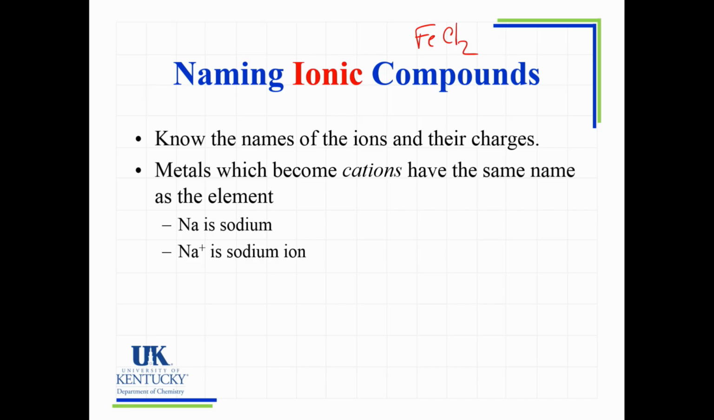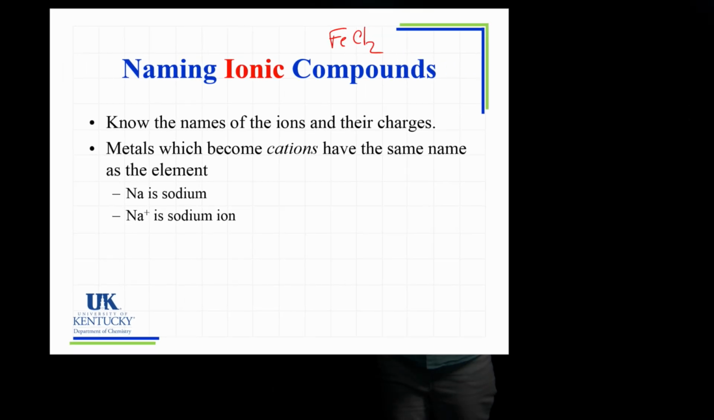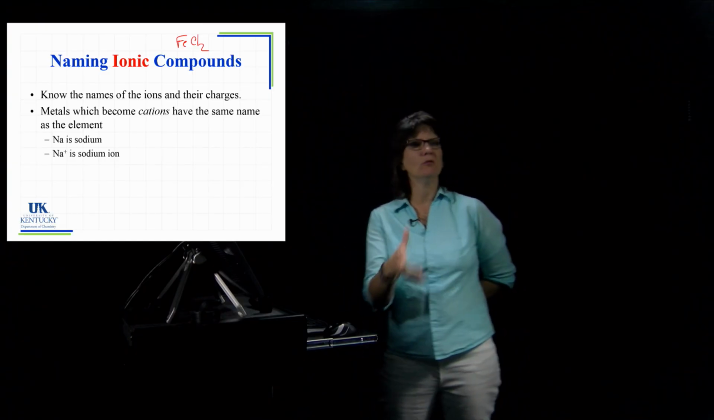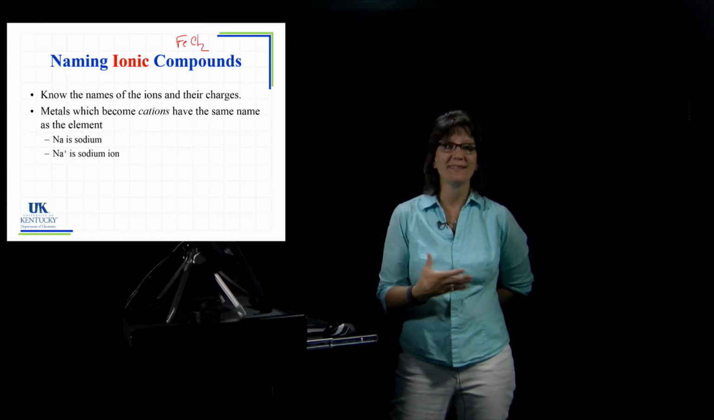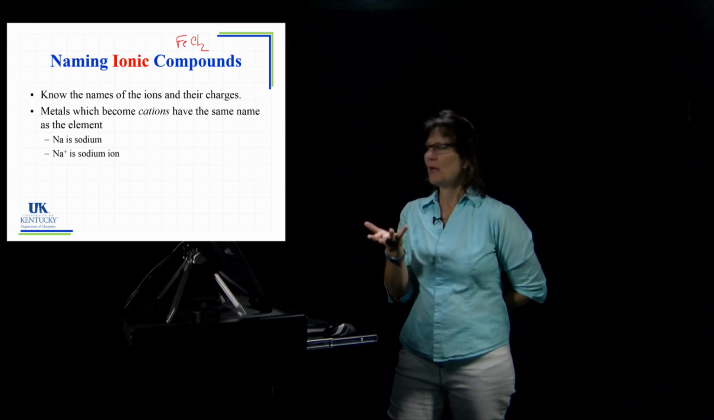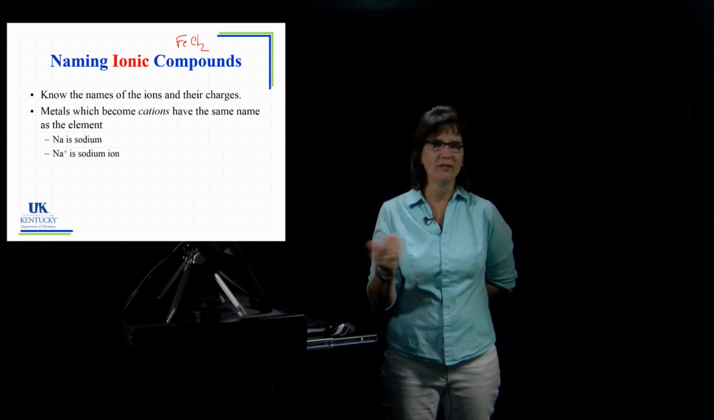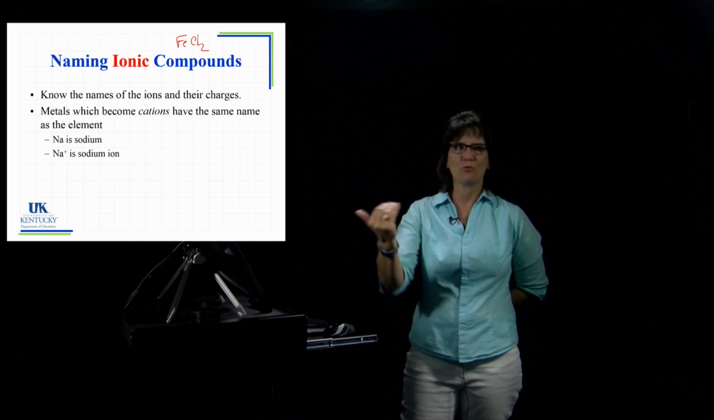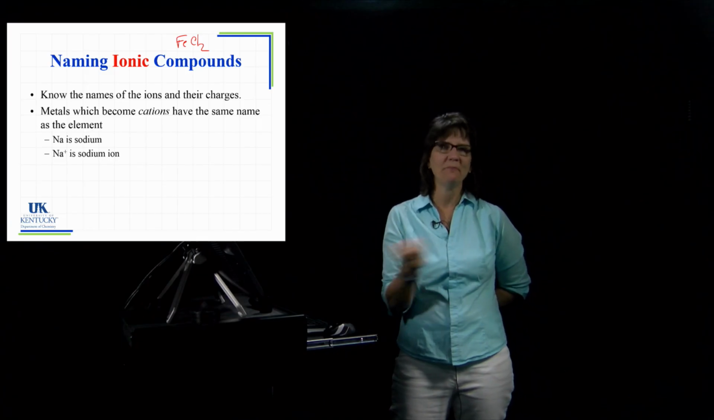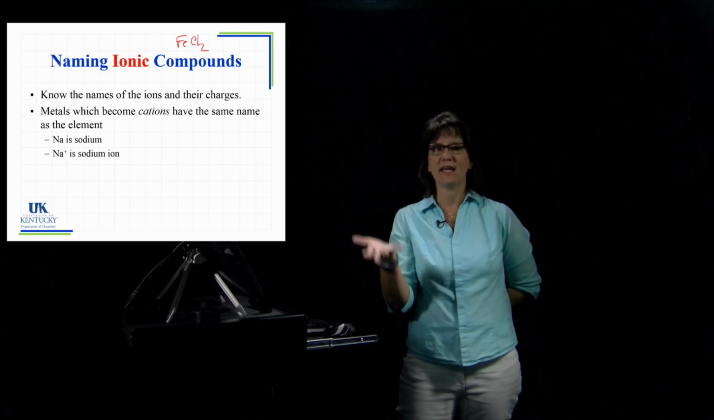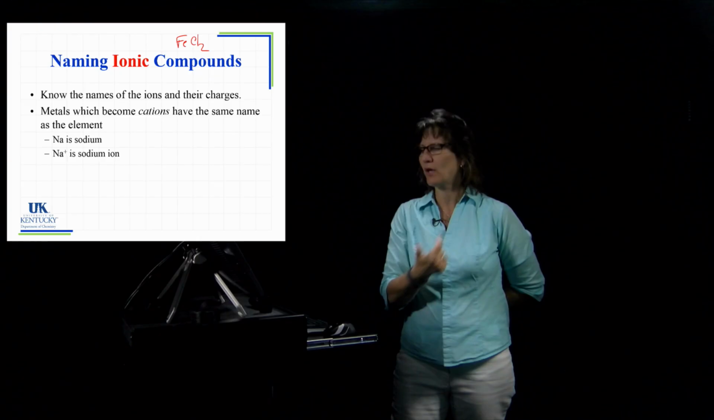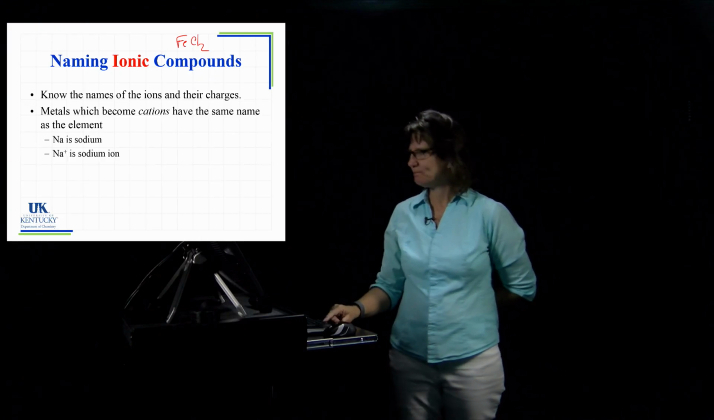Metals keep the name of the metal. That's the easiest one. So sodium as a metal is sodium. Sodium as an ion is sodium. Now we might tack the word ion in there, sodium ion. But if it's within a compound like sodium chloride, Na in that compound NaCl is just called sodium. Don't have to do anything fancy to it.